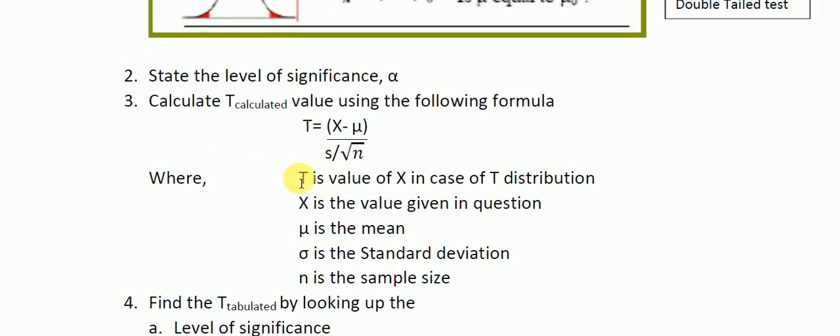So we have already discussed this formula, but let's go over it again. T is the value of x in case of t distribution. X is the value given in the question. Mu is the mean. This is the standard deviation of the population, but since in t-test we are not given the standard deviation of the population, we denote it by s, and this is the standard deviation of the sample.